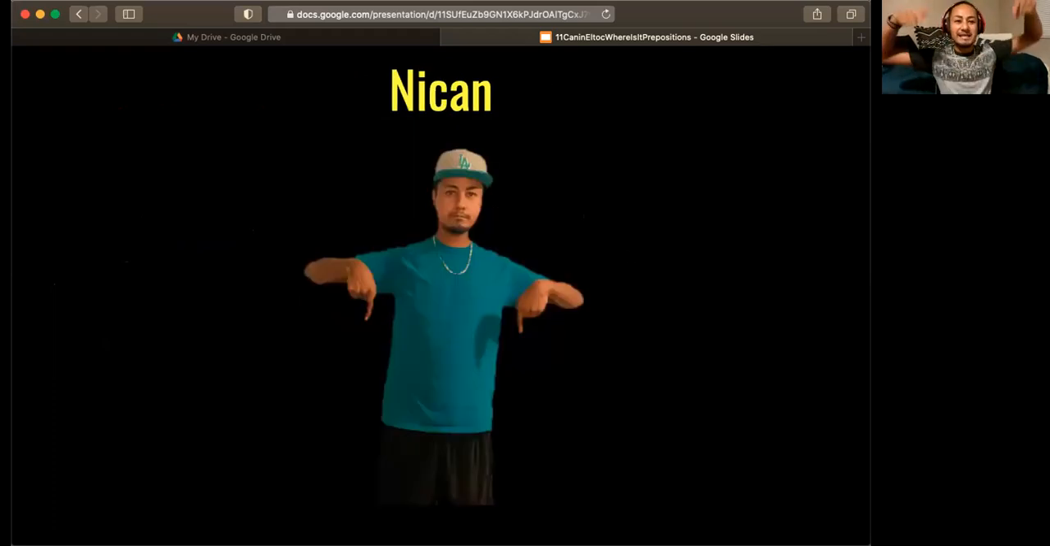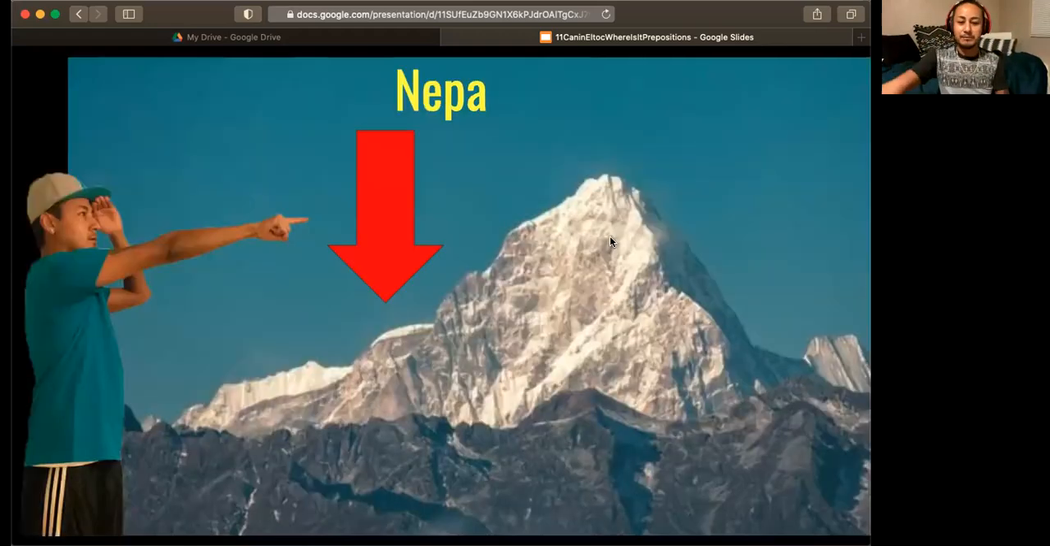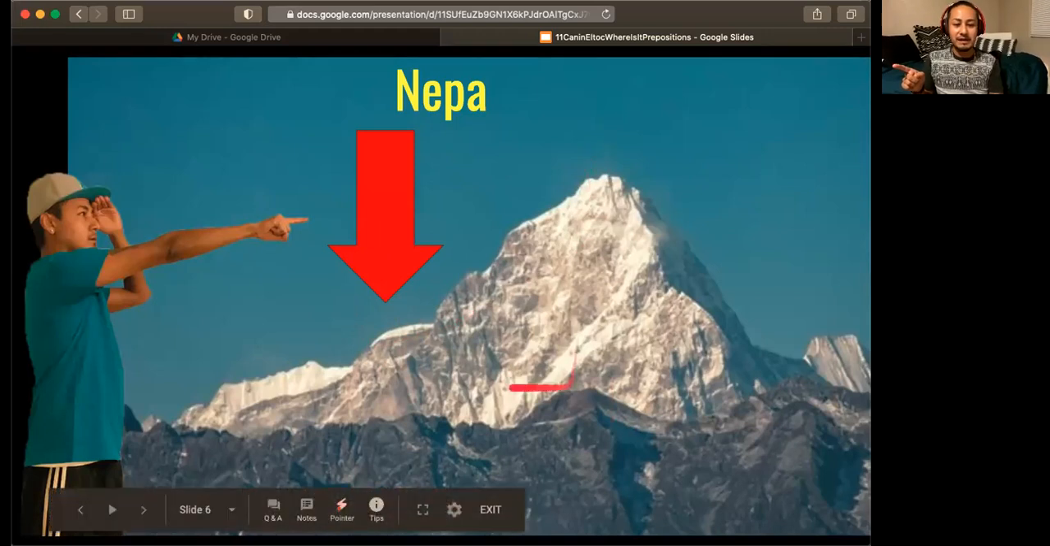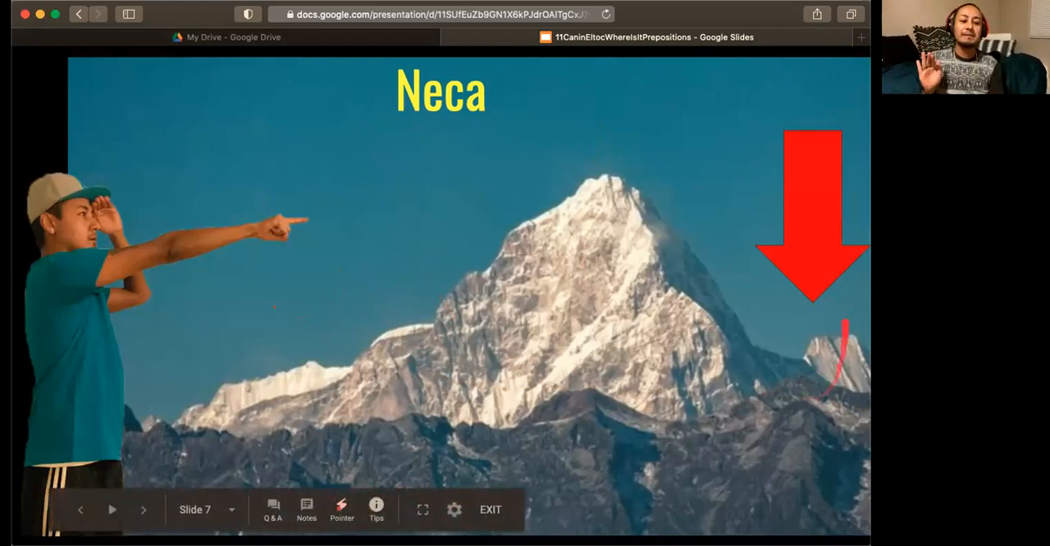Okay, nican, okay? Nopayo, okay? So pay attention to kind of where I'm pointing, okay? Nopayo. And I have a picture because you probably can't see where I'm pointing when I'm in the webcam. So nopayo. Nepa. Okay, notice where Nepa is pointing at. Nepa is pointing right here in front of this mountain, okay? Nepa. Whereas if you say Neka, I'm pointing behind the mountain.